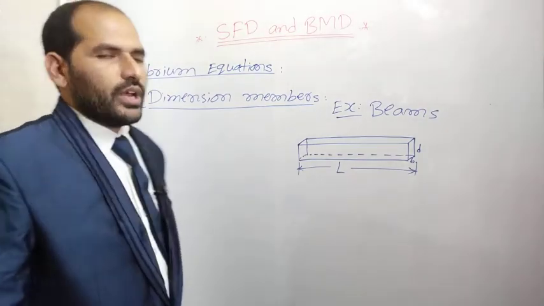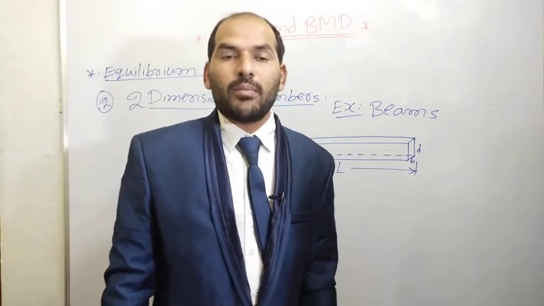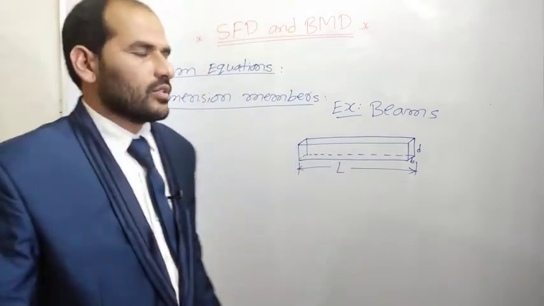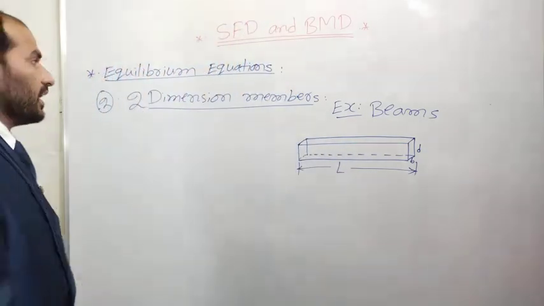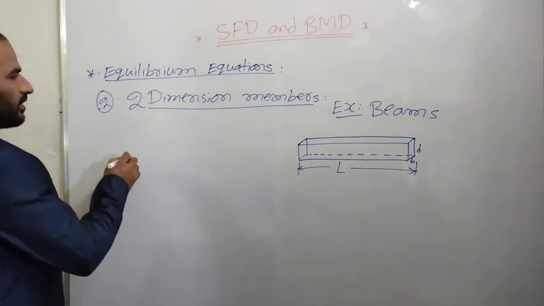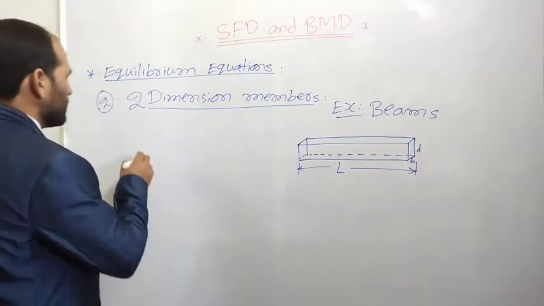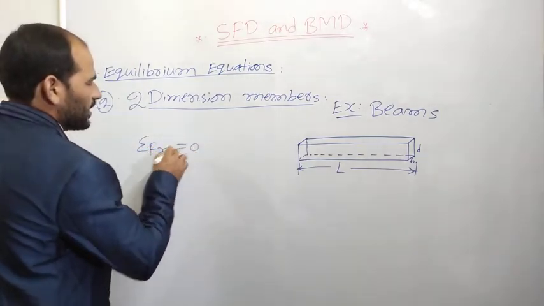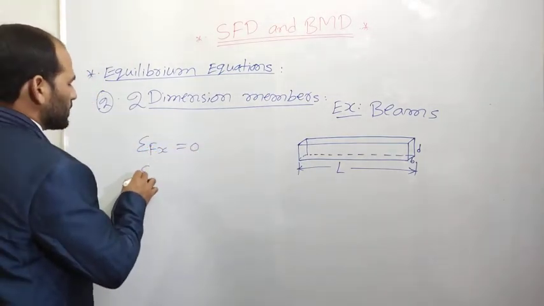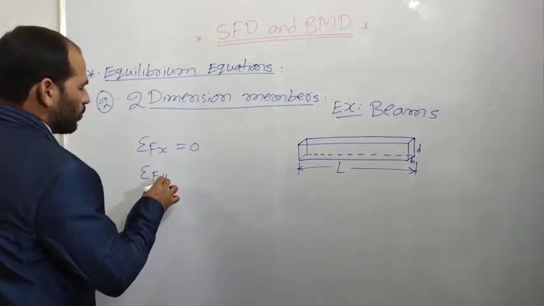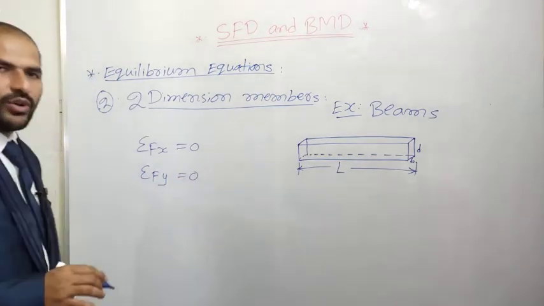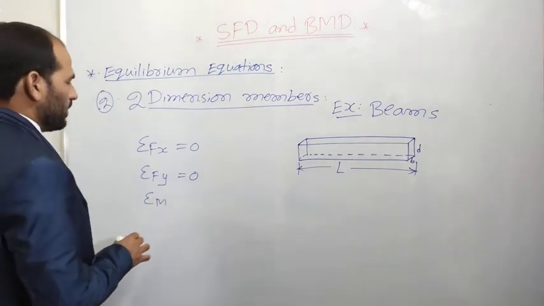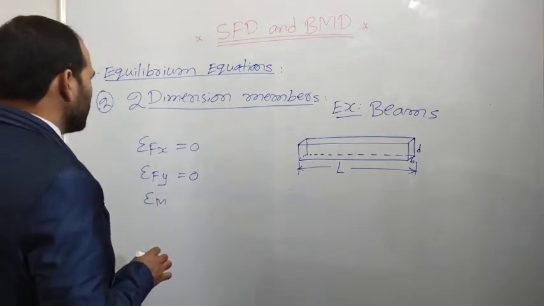On this two-dimensional member, due to the application of transverse load or lateral load, what is the equilibrium equation? The equilibrium equations in this two-dimensional member are: summation of forces along the x direction is equal to 0. Second, summation of forces along the y direction is equal to 0. And one more is summation of moment.